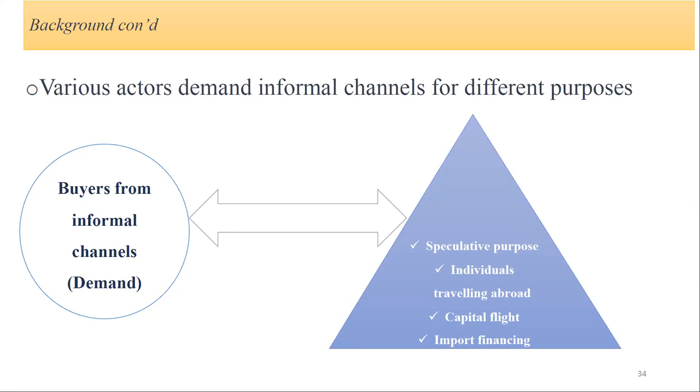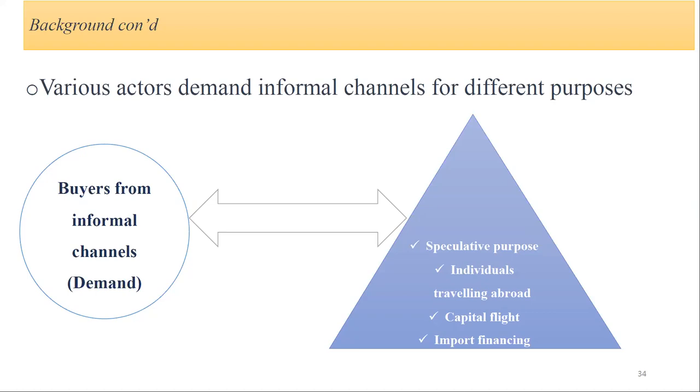And for import financing, since there is a huge imbalance between supply and demand in the formal channel, there is a huge demand for forex from the banking system. So those importers who couldn't get forex to finance their imports go and buy from the parallel market and finance their imports through these mechanisms. So these are the major demands for the informal channels.